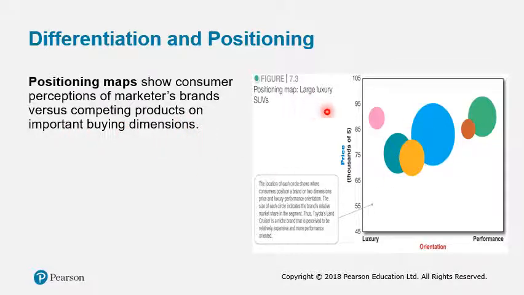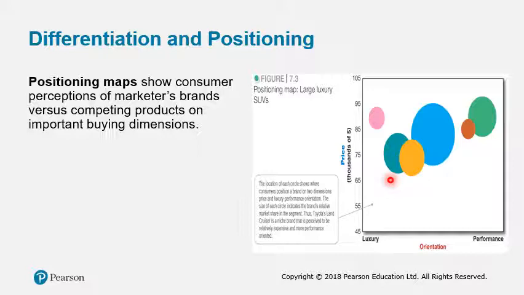For example, look at figure 7.7, the positioning map for large luxury SUVs. SUVs are cars. The important dimensions could be how luxurious it is, in terms of how expensive it is, and its performance. If your brand falls near this area, your product is expensive, very luxurious, and has higher performance. But if you are somewhat below here, that means less performance, but also less luxury.